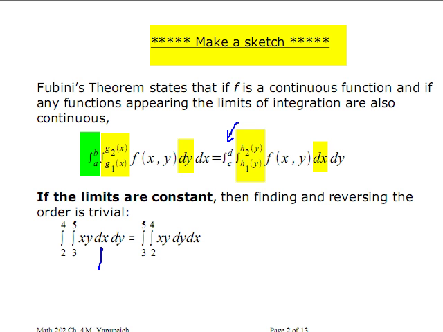Here we do x first, and x has limits of 3 and 5, and y has the limits 2 to 4. We can switch the order here because the function xy is a continuous function, so when we switch the limits, we're doing y first, but make sure you put those limits there, and then dx will have limits 3 to 5 again, and those will have to be written on the outside.